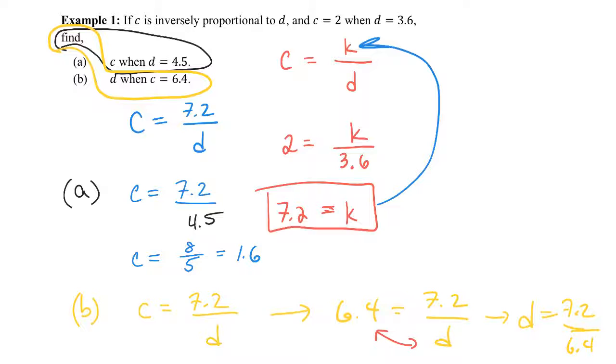72 over 64 becomes what? 36 over 32. What do you got? 9 over 8. Sounds good. 36 over 32, 9 over 8.